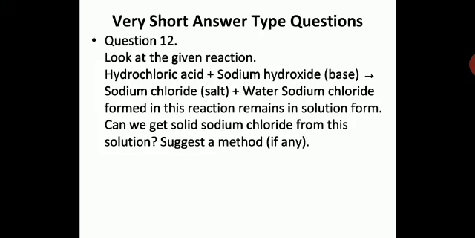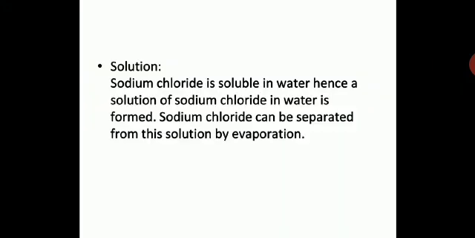So when you react this, you get sodium chloride, and the solution remains colorless. But sodium chloride is there in the test tube. Can you get it back? Can you suggest a method? Sodium chloride is soluble in water. Hence, a solution of sodium chloride in water is formed. It is colorless. Because sodium chloride dissolves in water, you will see the solution has no residue, but sodium chloride will be there. So sodium chloride can be separated from this by evaporation. Very simple. Sodium chloride is the common salt, and it can easily be recovered by the evaporation method. So just an application question, children.